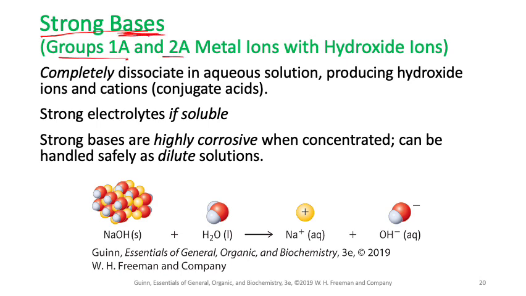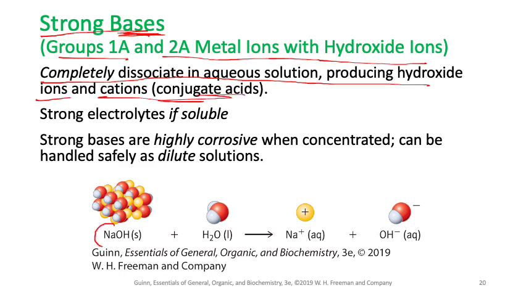So group 1A and 2A metal ions with the hydroxide ion, we can talk about the base, right? What a strong base is, same as a strong acid, is one that completely dissociates in aqueous solution, producing hydroxide ion and a cation, the conjugate acid. For example, sodium hydroxide: sodium belongs to group 1A, so it's a group 1 hydroxide compound, an ionic compound.